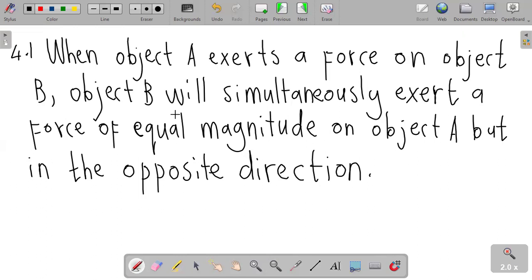So yes, this is what it says in Newton's third law. When object A exerts a force on object B, B will simultaneously exert a force of equal magnitude on object A, but in the opposite direction. Now 4.2, what does it say?